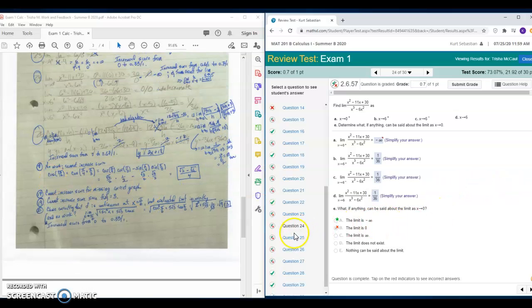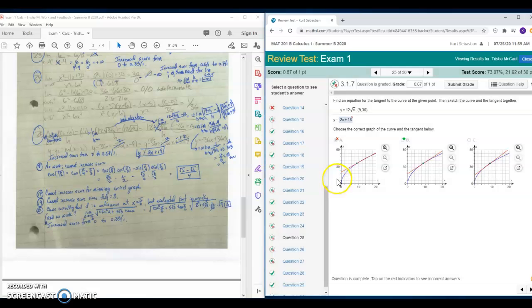On 25, this one you had to come up with the equation of the tangent line first. So you did it right, how you want to go through it, but then you got some bad algebra going on here. You can't just factor a square root of 9 out of this. You have to leave it. What you do is you have to multiply it by the conjugate.